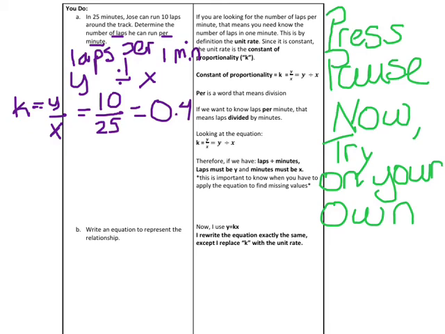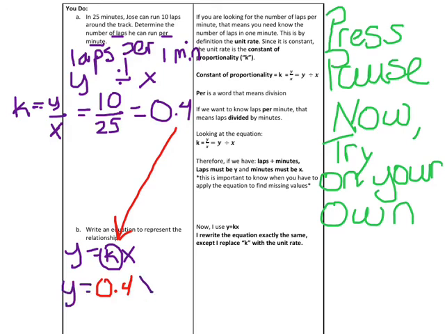My next step is to write the equation of proportionality. That's y equals kx. Since I already know that k is equal to 0.4, I'm going to replace k with 0.4. Then I will put everything from my equation back down. So I bring down my y from the previous step, my equals, and my x. Now I have an equation of proportionality.